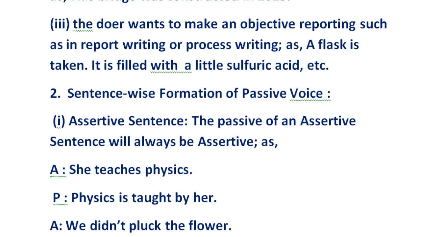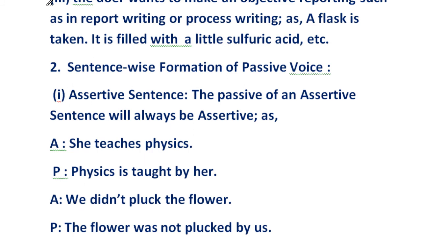Now number two, the speaker or writer does not know who the doer is. This bridge was constructed in 2015, but we don't know who the doer is. Then number three, when the doer wants to make an objective reporting, such as in report writing or process writing. He does not want to include himself. He does not want to say anything about his experience or his feeling. He makes an impartial reporting, such as in science labs.